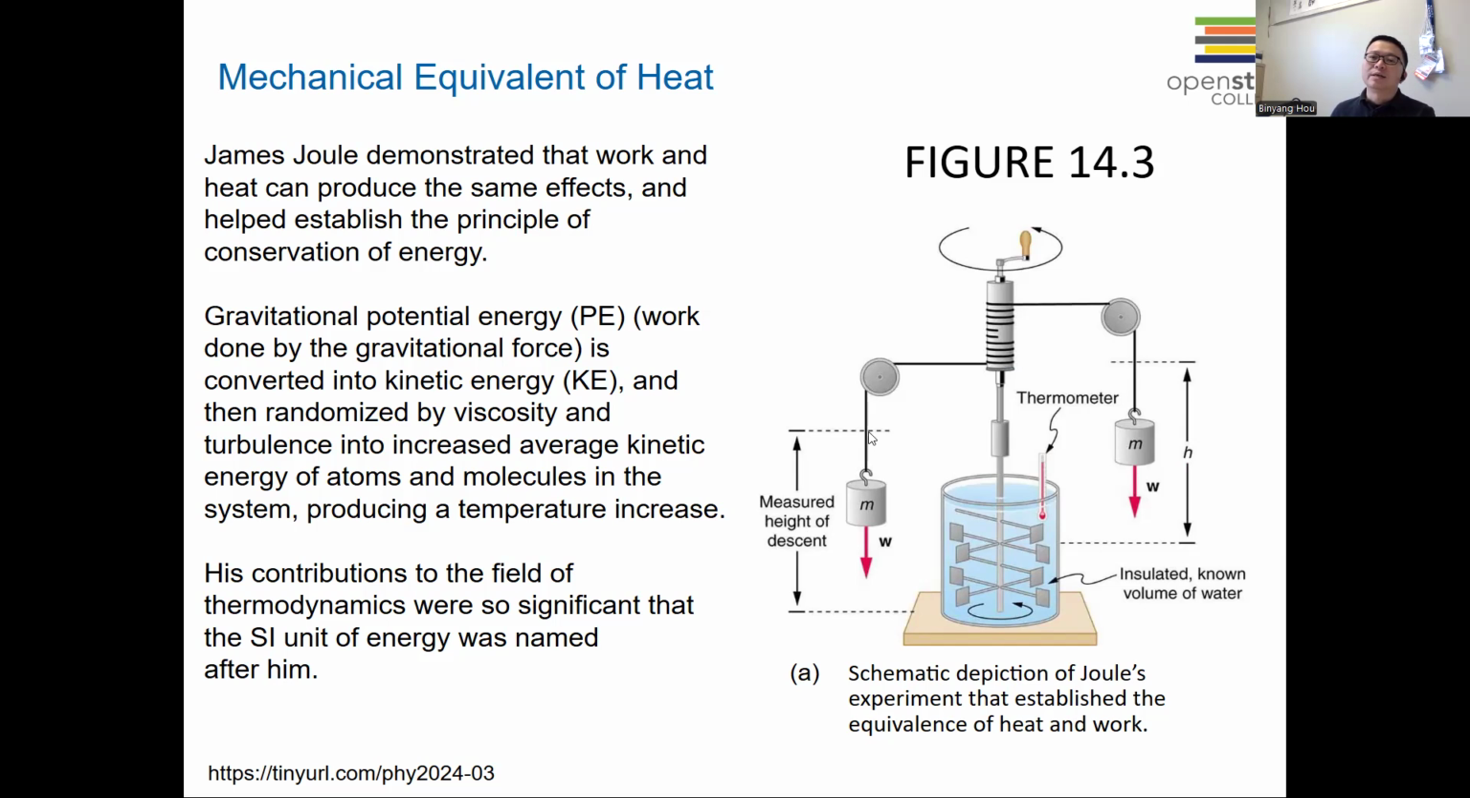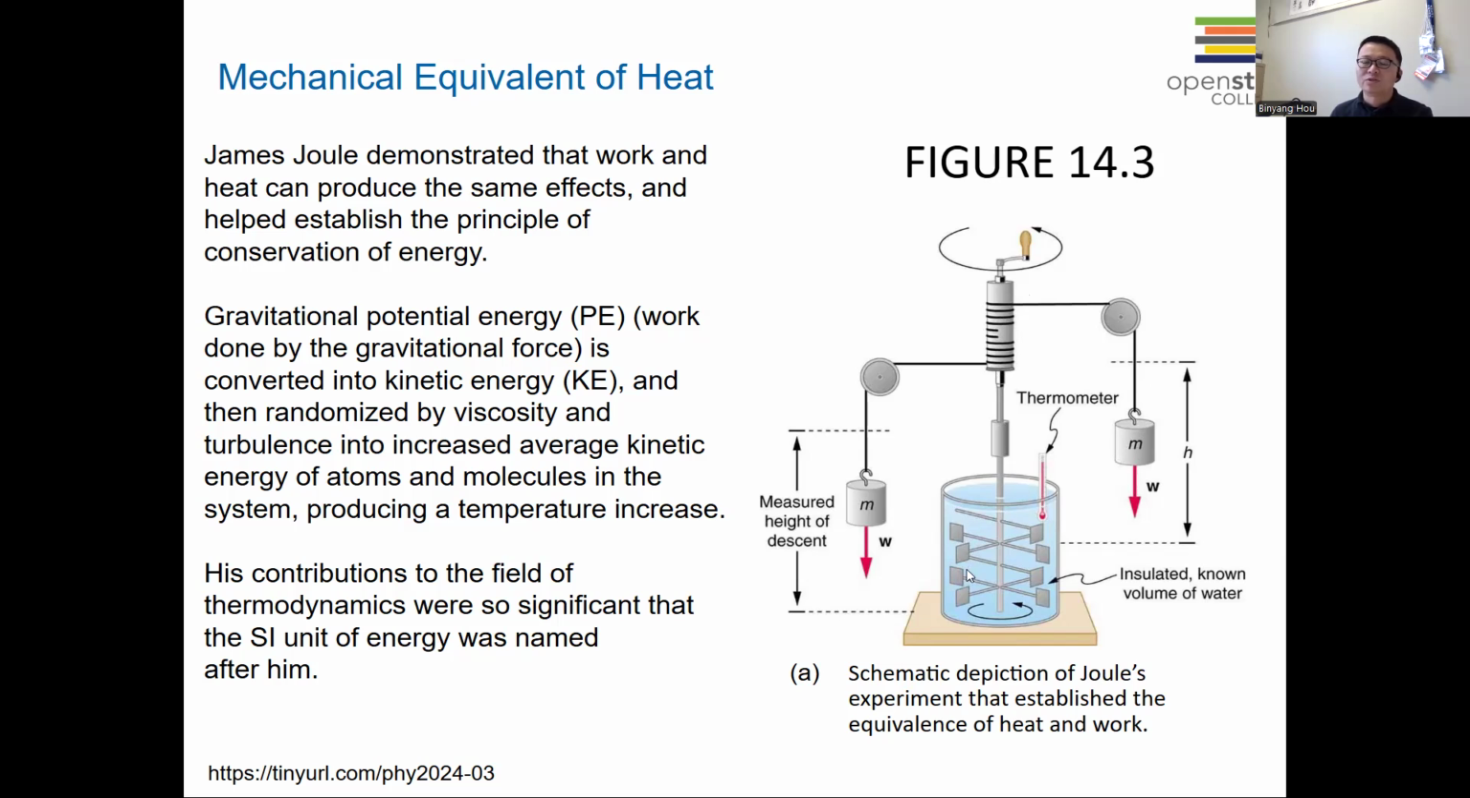Okay, so this is a demonstration. There's this setup over here. You have two weights here, and they can be dropped to a certain distance, each the same distance over here, and then the mechanical energy change, or gravitational potential change, is used to turn into the mechanical energy of this stirrer. And at the end, you can monitor the temperature change over here.